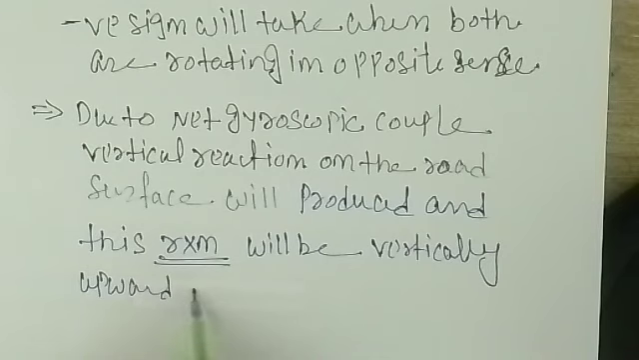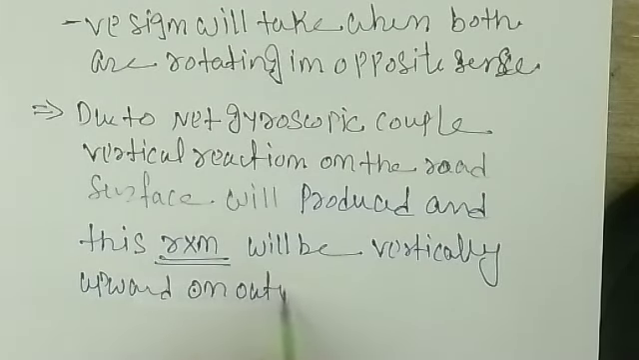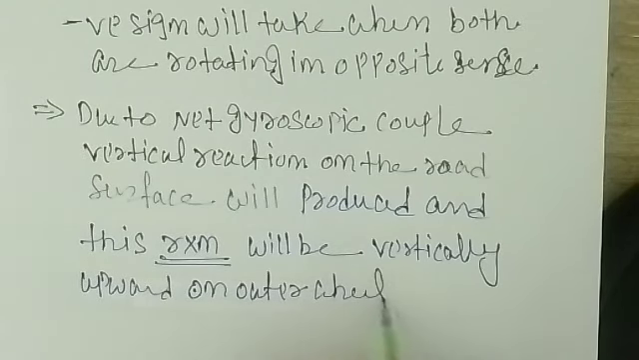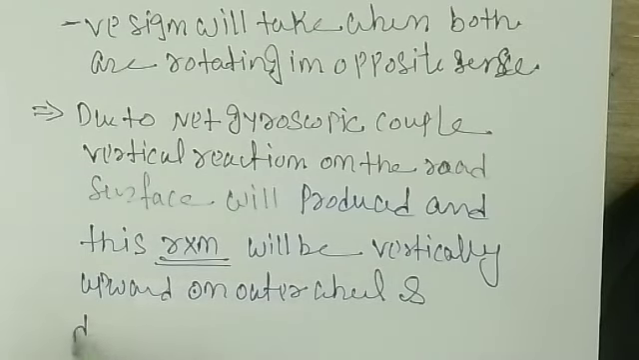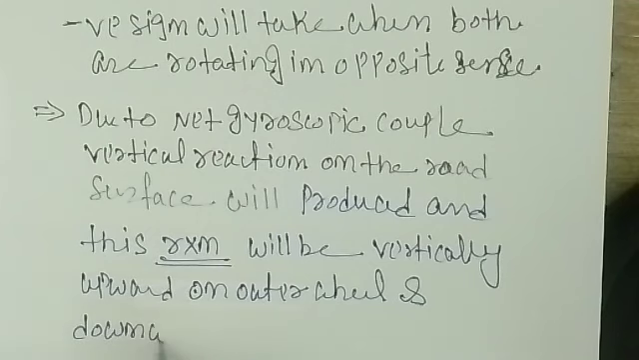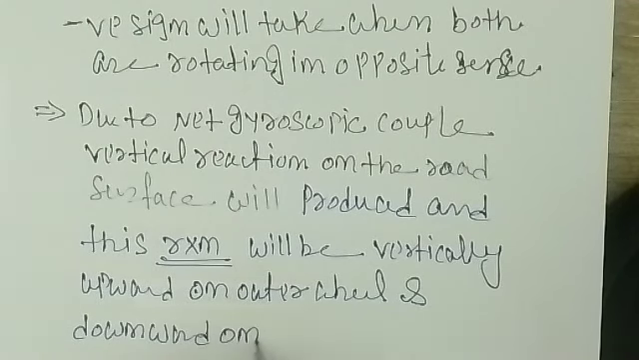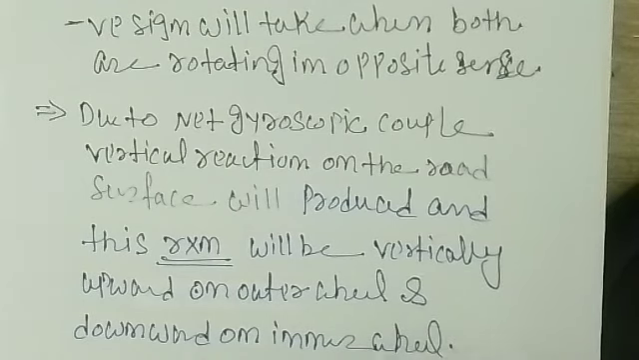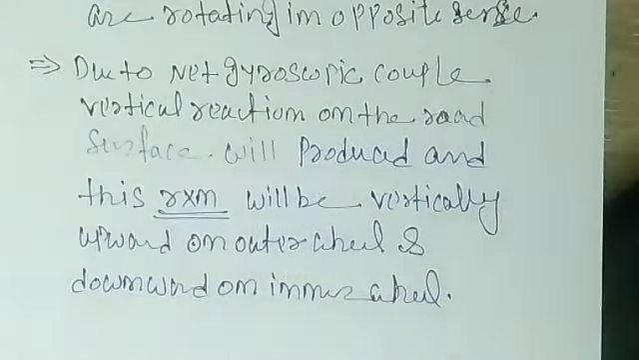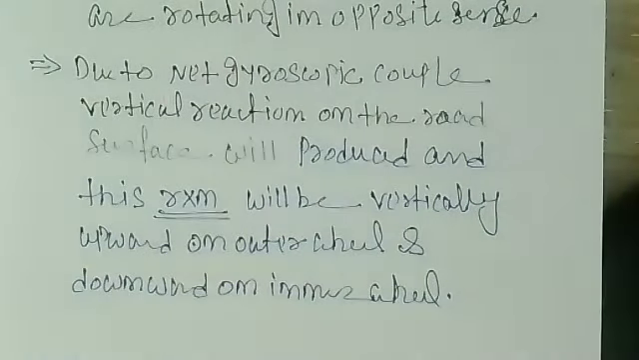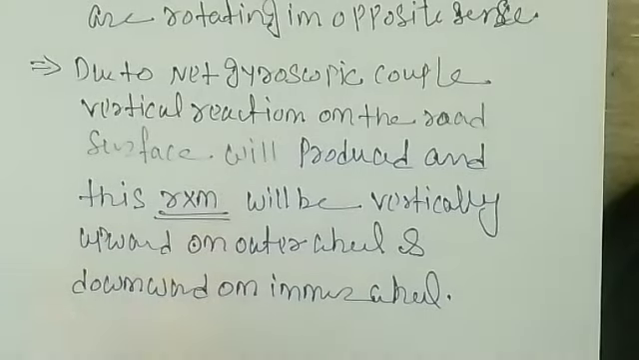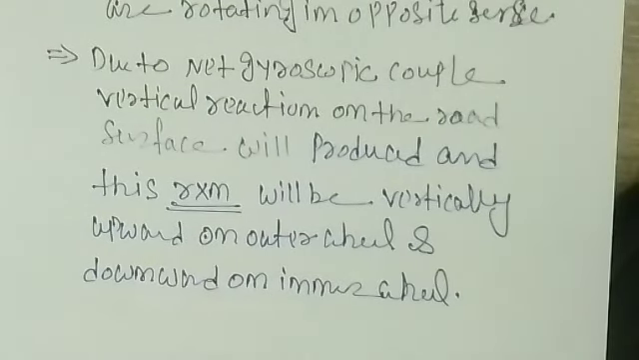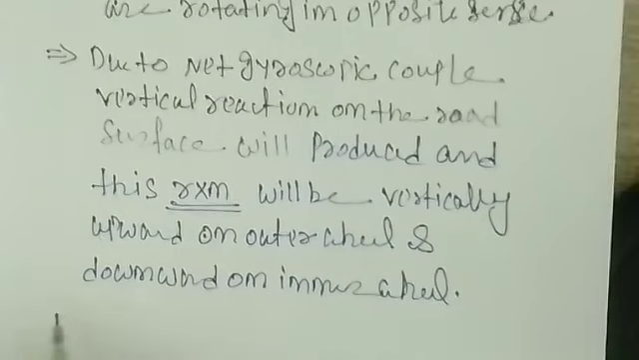on the outer wheel, right? On the outer wheel, this is the key point. Outer wheel, and downward, that is vertical downward, on the inner wheel. That is a very, very important point. So you have to remember this while you are getting the reaction on the four-wheeler, right? So now what is the magnitude of such a reaction? We can say the magnitude of that reaction is P.